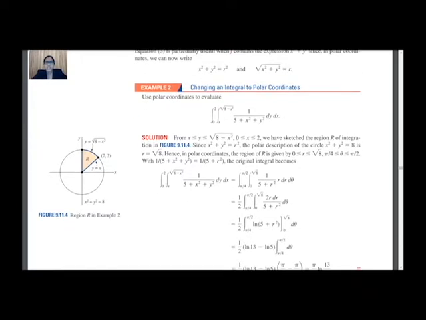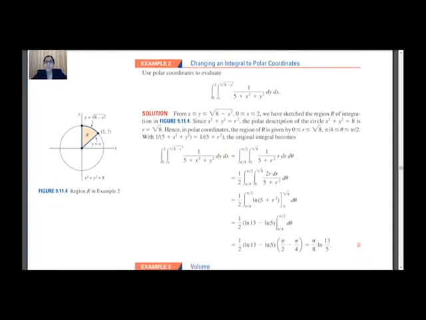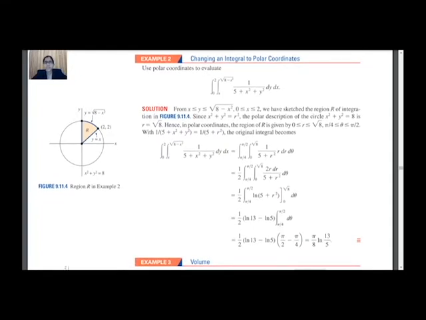So here is the next example, where we are asked to evaluate a double integral using polar coordinates. The question is given in rectangular coordinates, that is, the problem is to evaluate the integral from 0 to 2, integral from x to root of 8 minus x square, of 1 by 5 plus x square plus y square, dy dx.